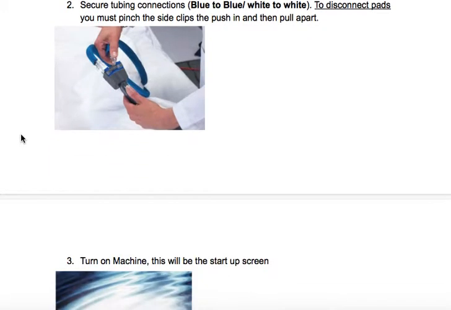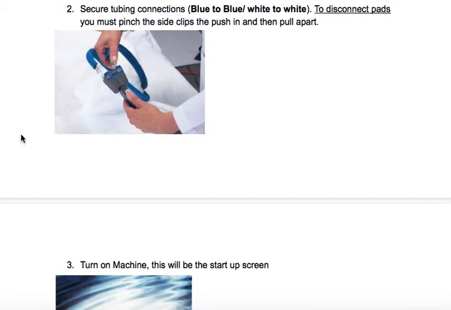Next, you will just secure the tubing connections. I wish I had a better picture of this. I did attach a video at the end that's kind of lengthy. It's 15 minutes, but it is really helpful in understanding how to set them up, and you could go along with the video.